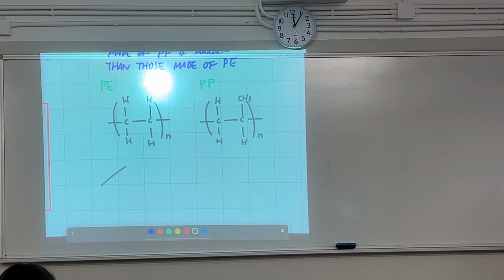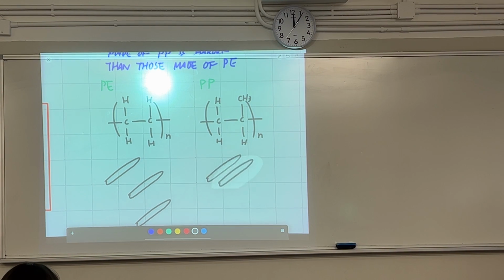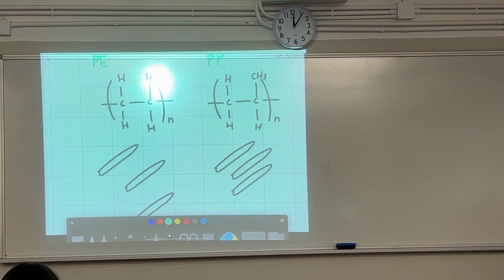So if you have, let's say, this long rod represents polyethylene. Polyethylene chains interact with one another by intermolecular force, okay. Polypropene also interact with each other through intermolecular forces.